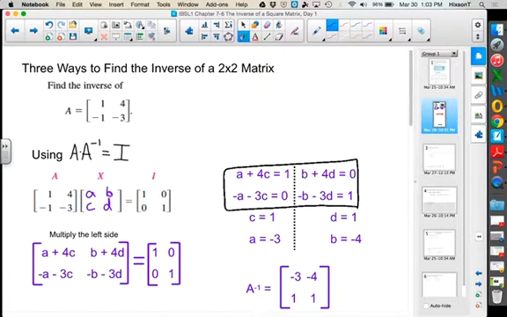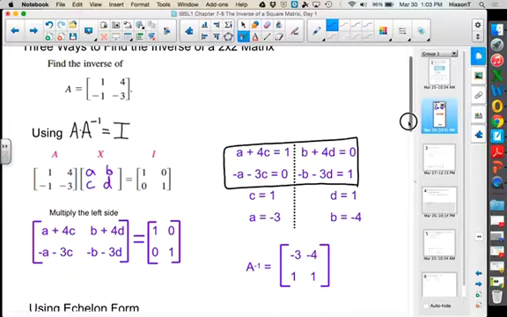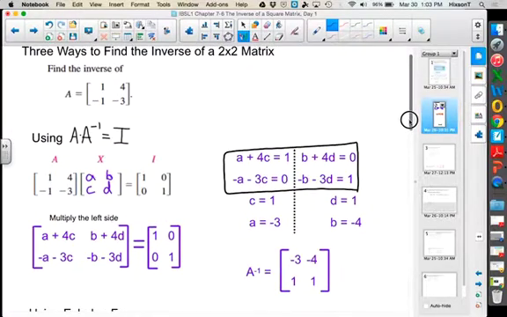with 4 unknowns. Now, the nice thing is those 4 equations weren't too hard to solve because 2 of the equations only had 2 variables and the other 2 equations had the other 2 variables. So that made it a lot easier for us. But we got our inverse as -3, -4, 1, 1. Okay.